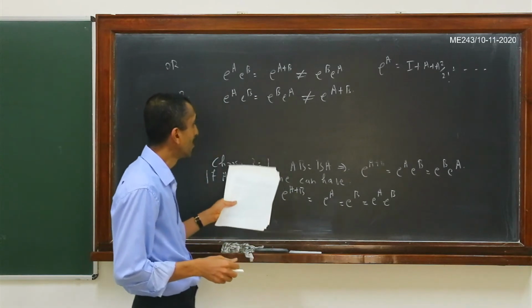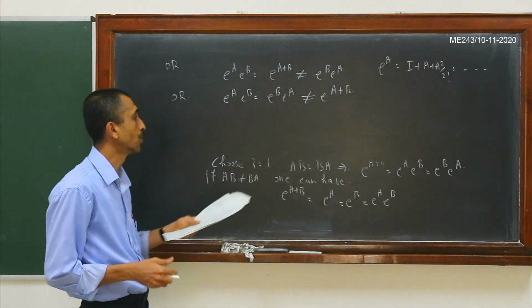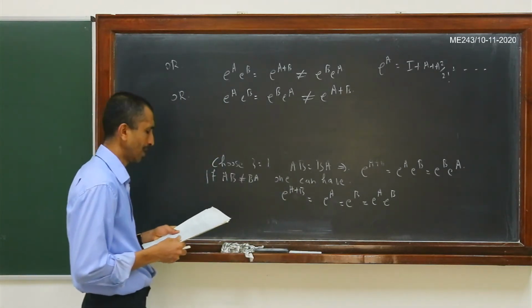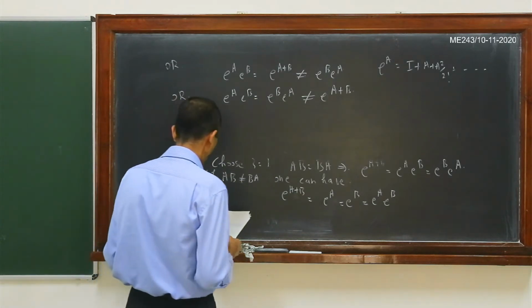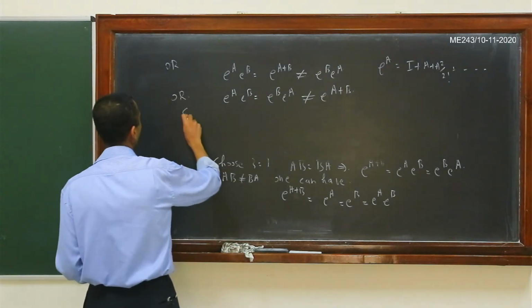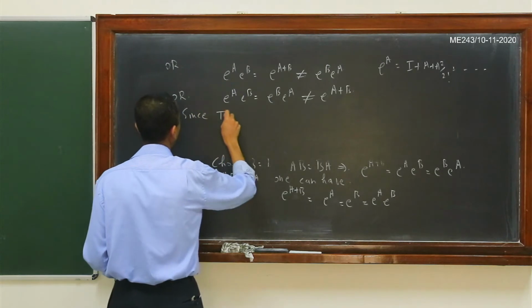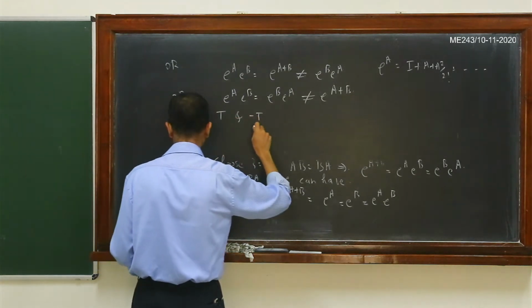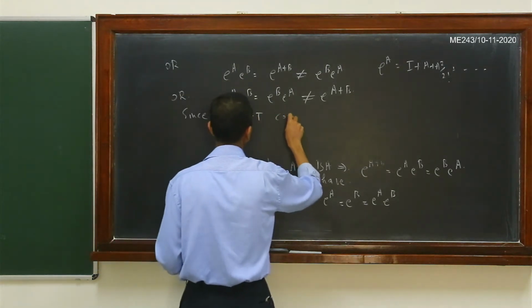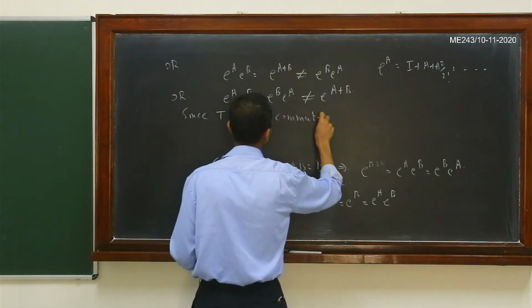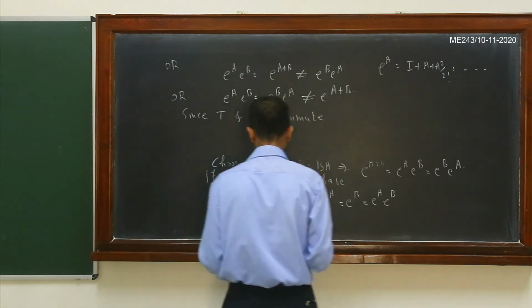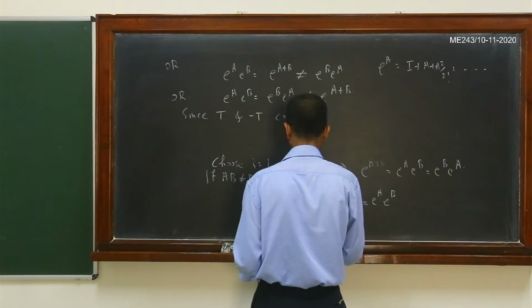So we will use this particular result to find out the inverse of an exponential tensor. So here, since now t and minus t commute, so we have that. So let us look at this particular result here.